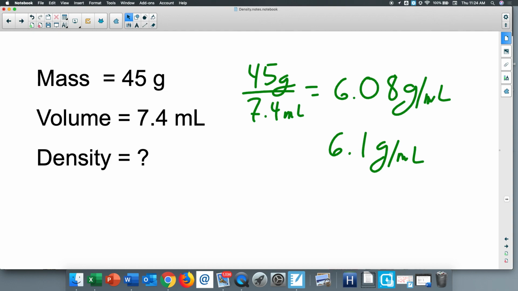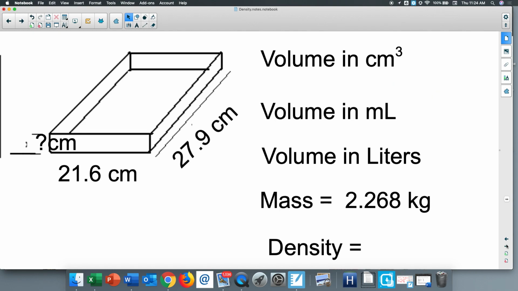That problem is easy. Julie is yawning, so we need to take it up a notch and have you guys do a little bit more by figuring out the volume.